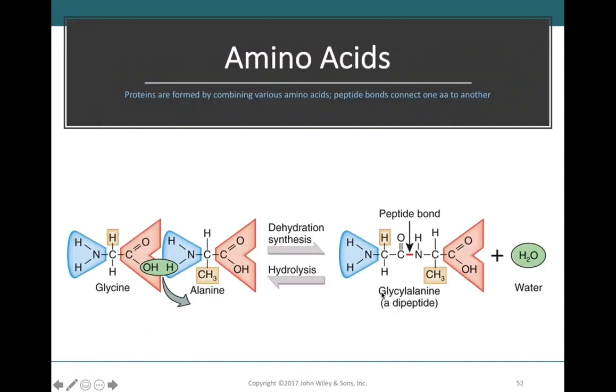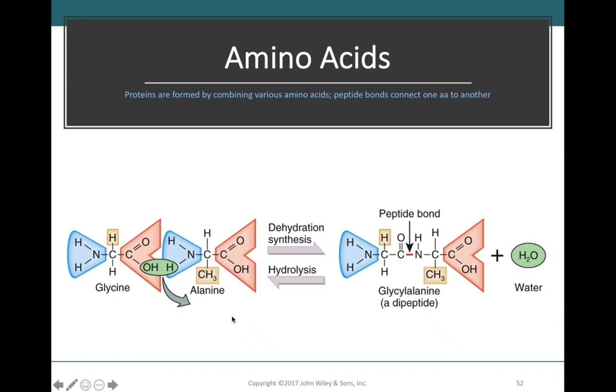That's going to bring us into the monomers of proteins, which are known as amino acids. Now there are 20 amino acids. There are 20 common amino acids that our bodies use. You don't need to know every single amino acid, but for the sake of this slide and understanding this concept, I'm going to tell you that glycine is one amino acid, and alanine is another amino acid. Each of these is a different type of amino acid.